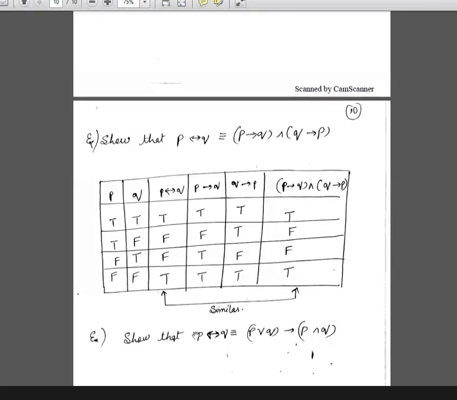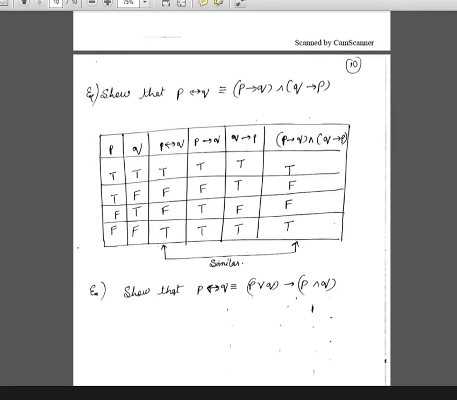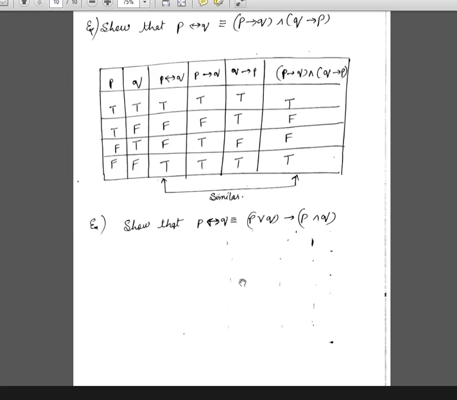Now solve the last example. Solve this. P double implies Q, or P if and only if Q, is similar to this one. Find this example.